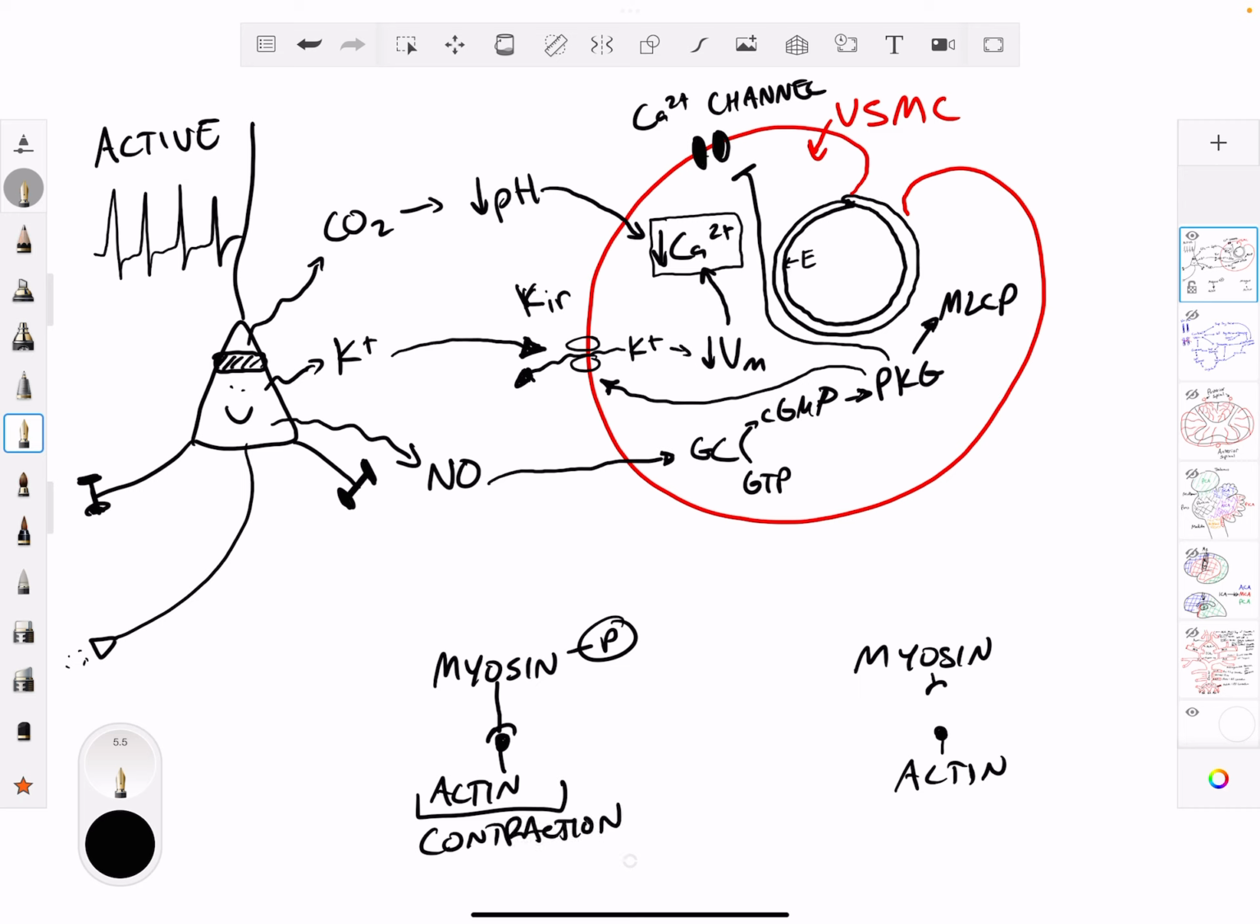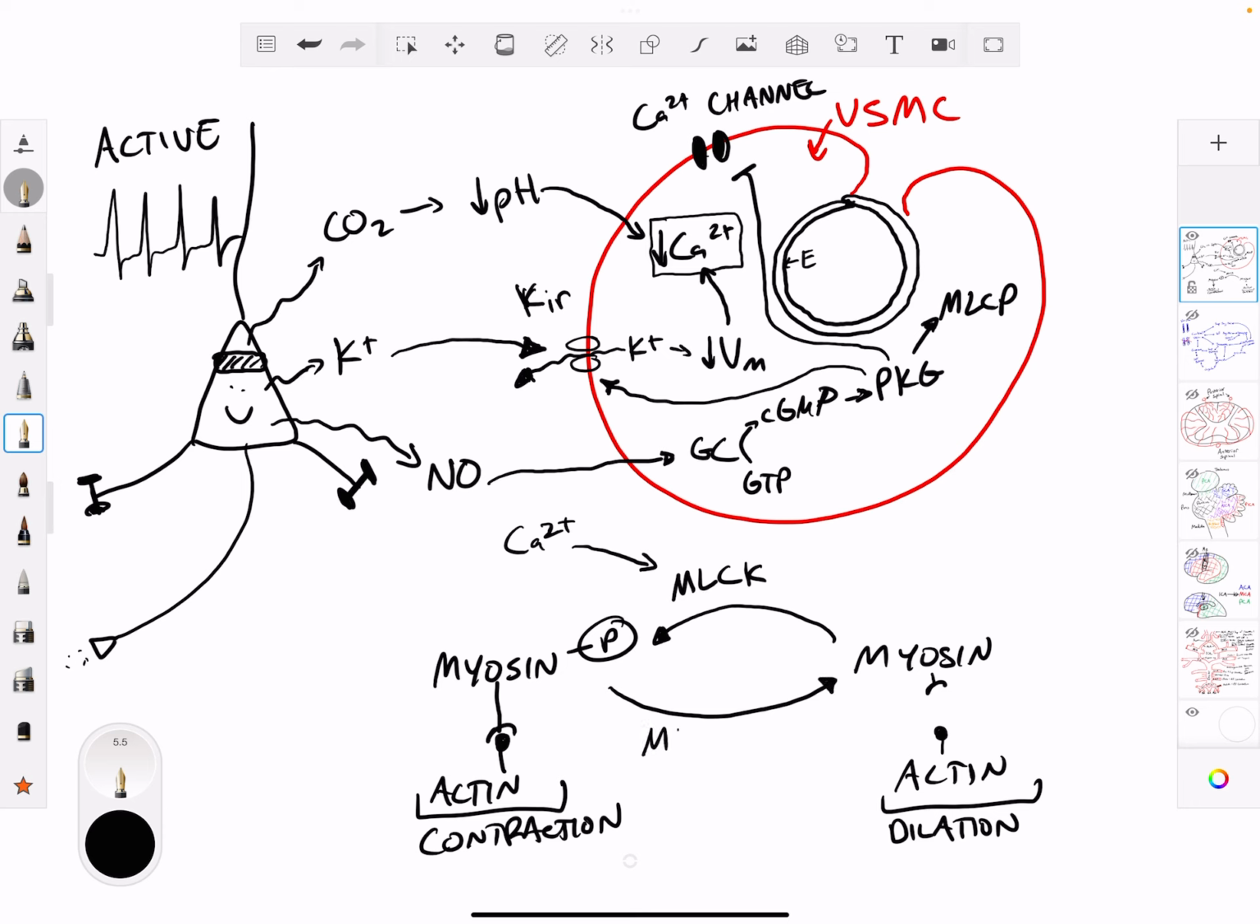But that's not what we want here. We want dilation of the blood vessel. We want the smooth muscle to relax. So if we're going to phosphorylate myosin, that needs myosin light chain kinase. And what activates it? Calcium. If we want to dephosphorylate myosin, we need myosin light chain phosphatase. What activates it? Protein kinase G.